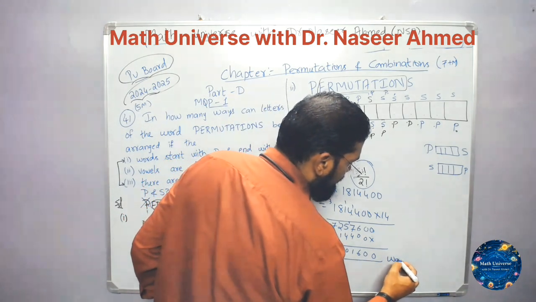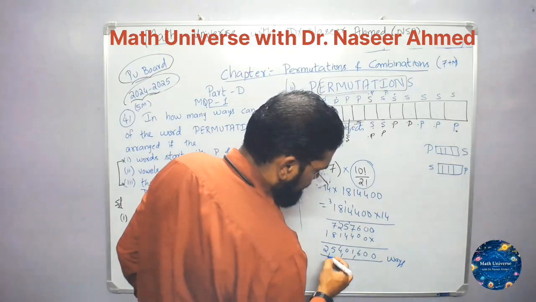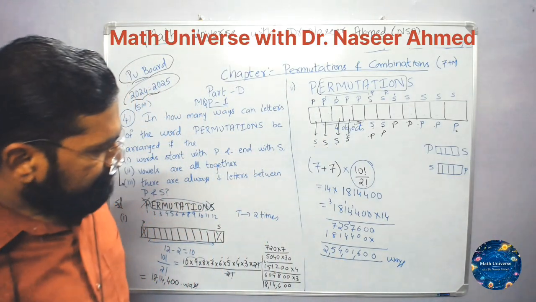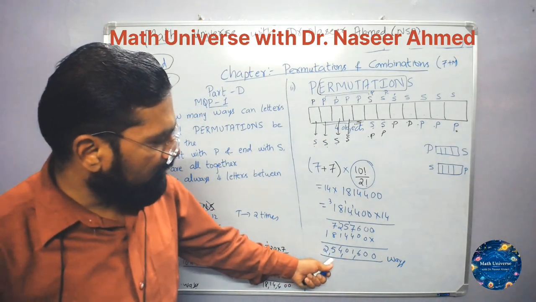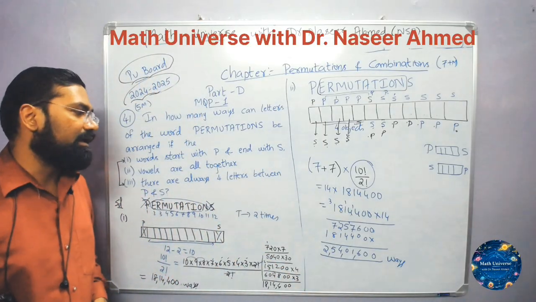So in these many ways you can arrange. How many ways? 2 crore 54 lakhs 1,600 ways we can do. Okay, make a note of this.